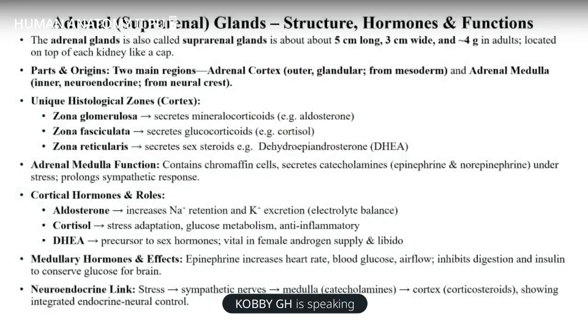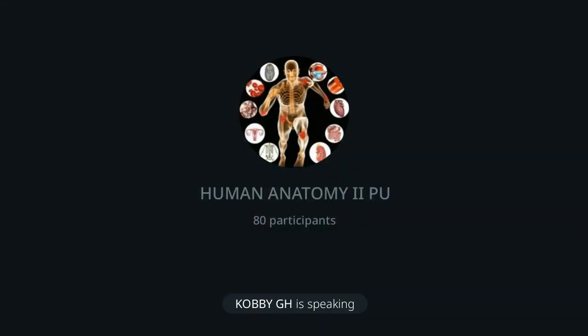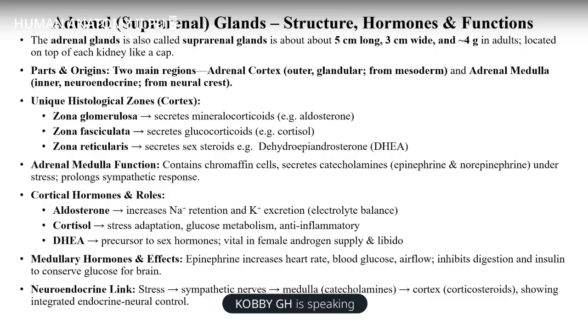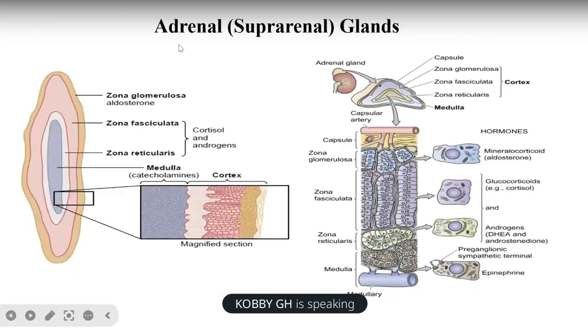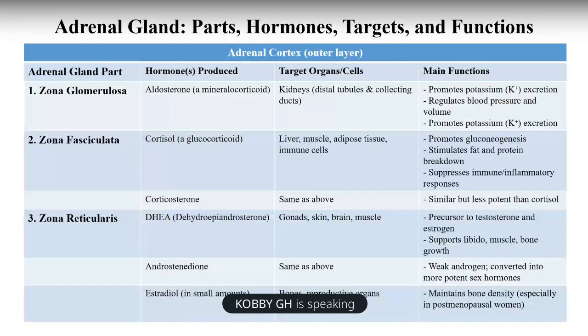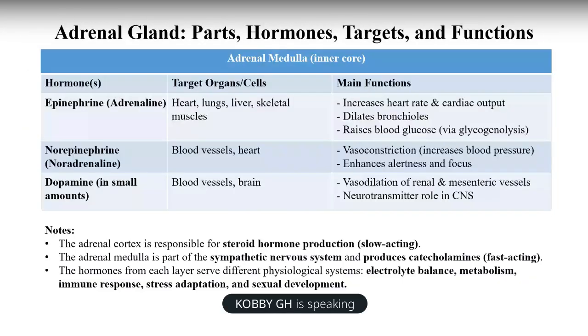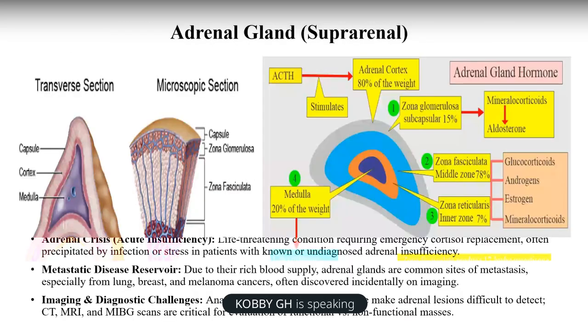Gland, anatomy and physiology. Now, the adrenal gland is also called the suprarenal gland. Let's first of all look at how this gland looks, and where it's even located. So this is how the adrenal gland looks.